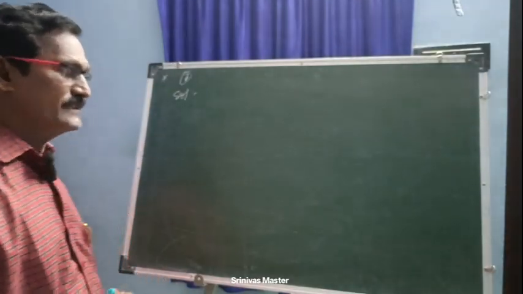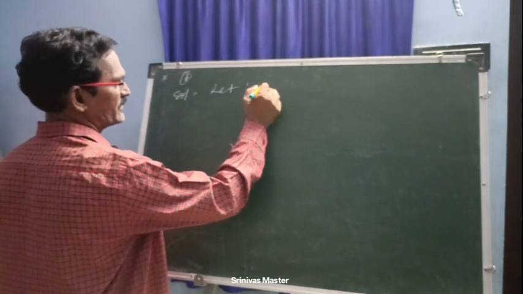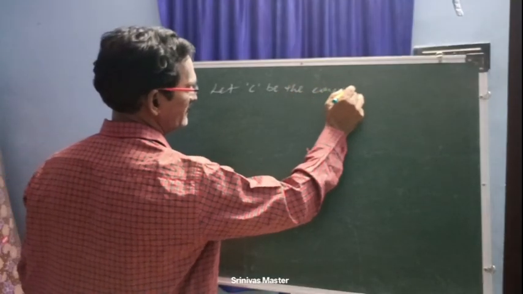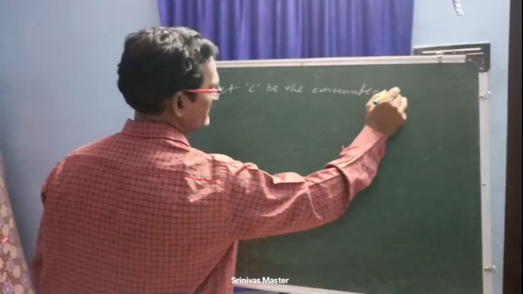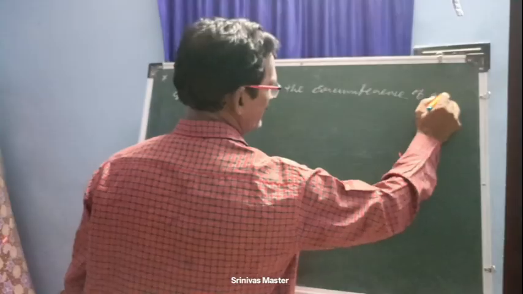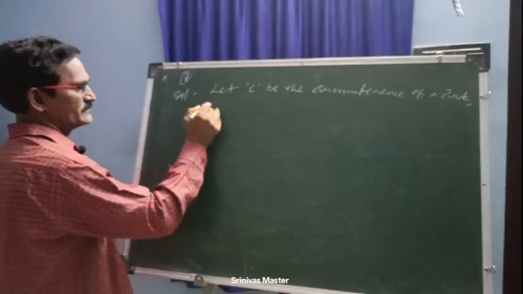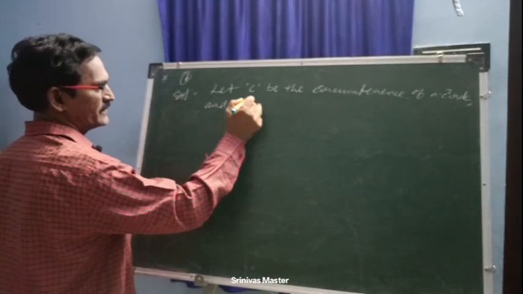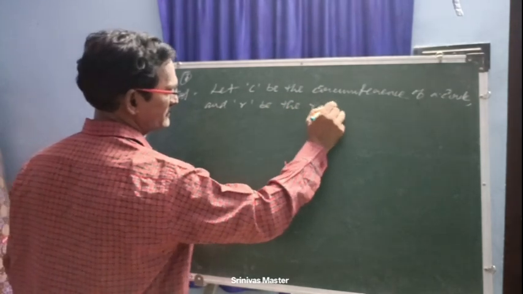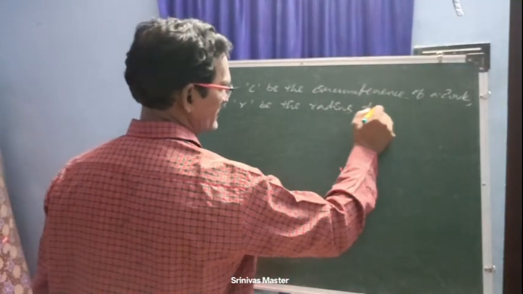Okay, now according to the circle, you have to think: let C be the circumference of a circle. Next, R be the radius, you can think, R be the radius of a circle.